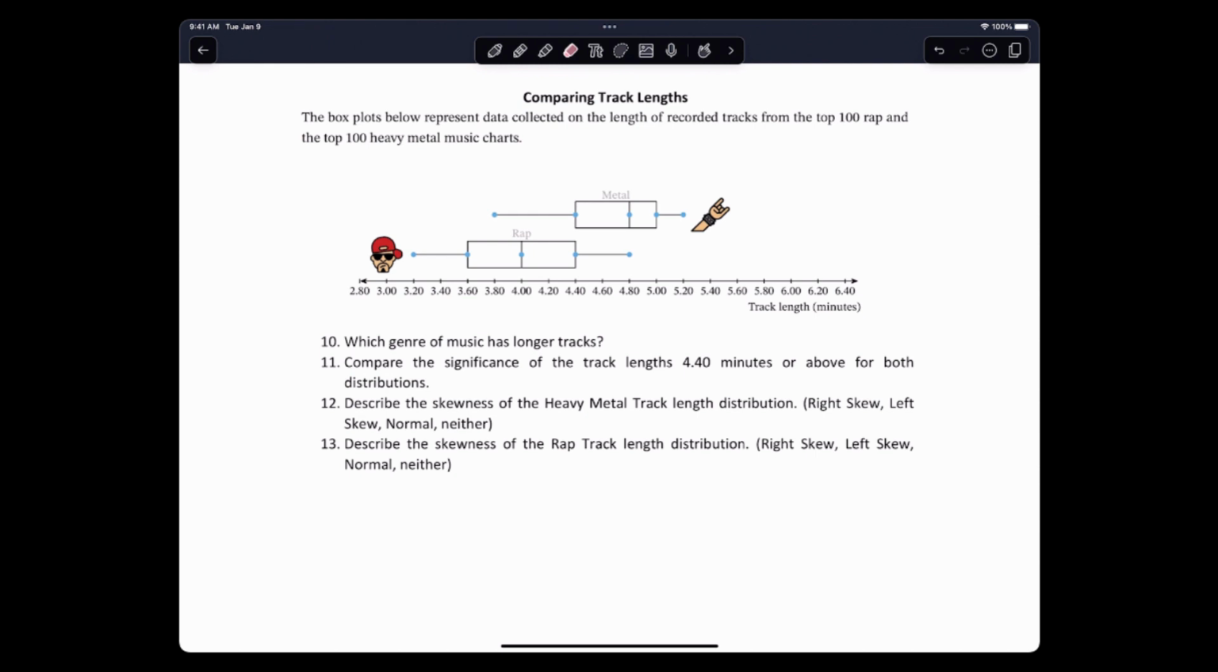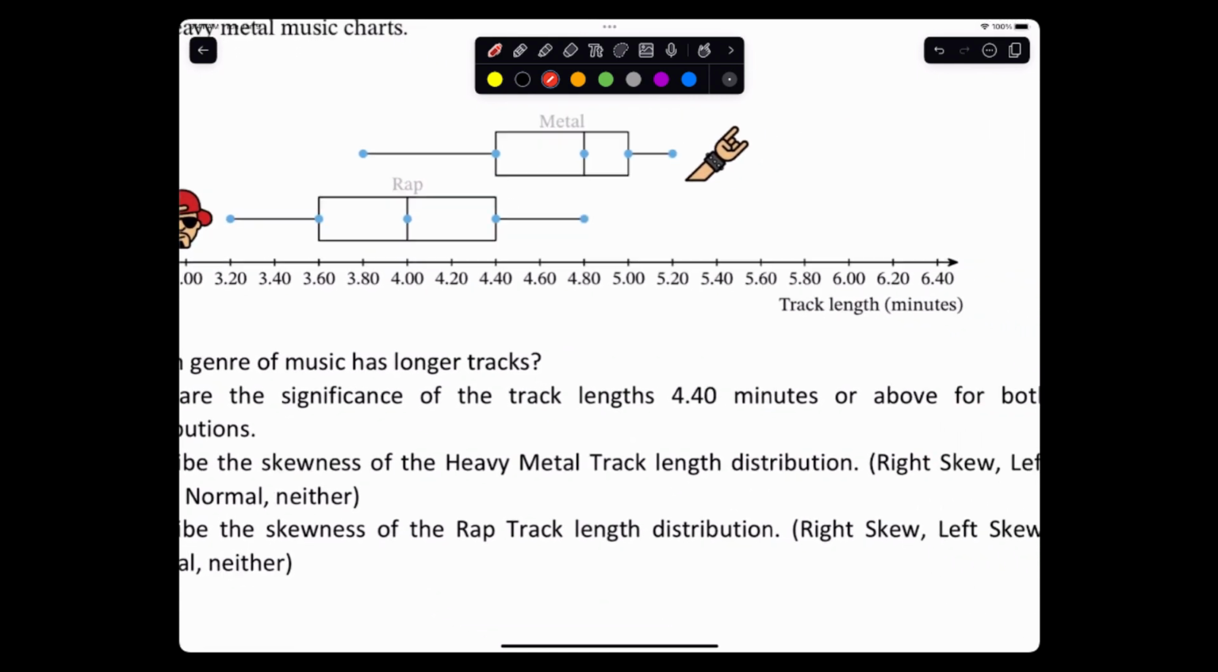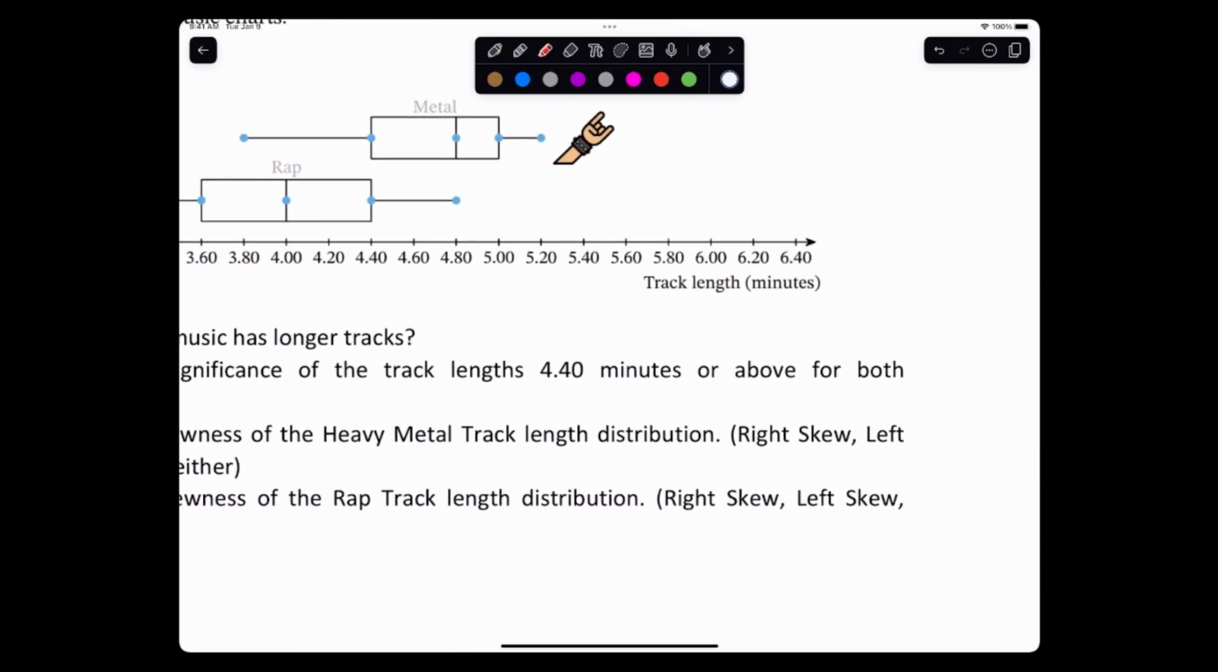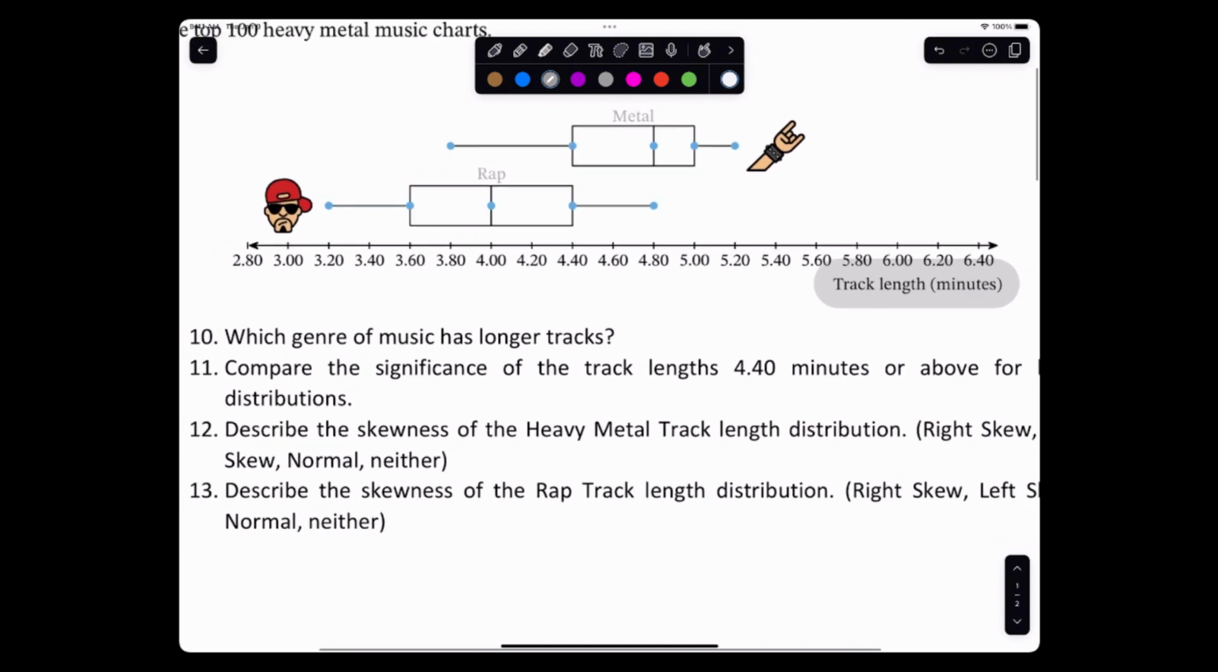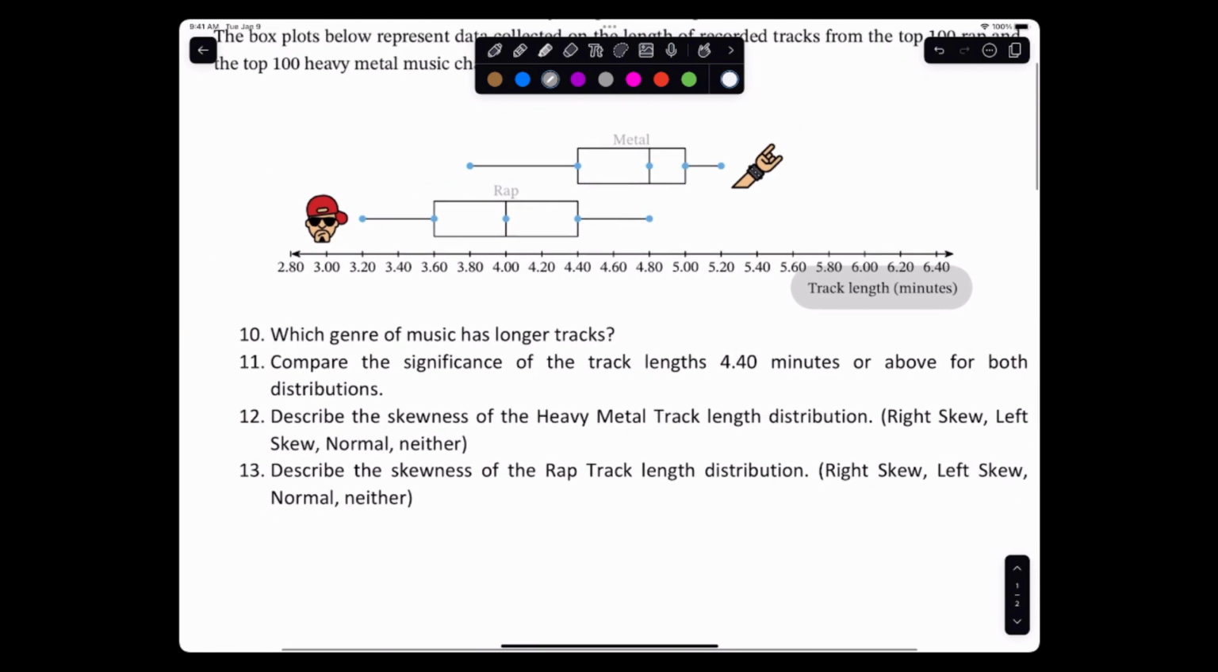Okay, so I want to make sure you guys understand something here. They're having you compare which music genre has longer tracks. So if you read this closely, at the bottom, this scale, evidently, it measures what? The length of time in minutes. Okay, can you guys see that there? Measure the length of time.